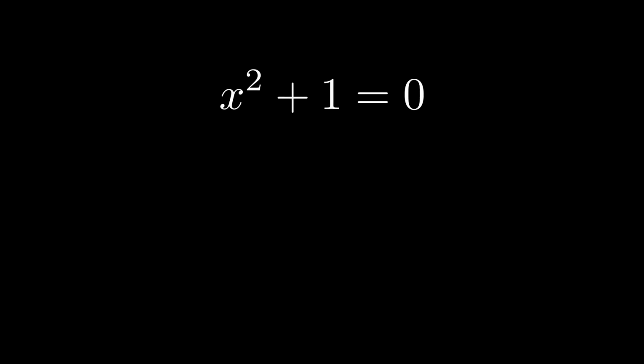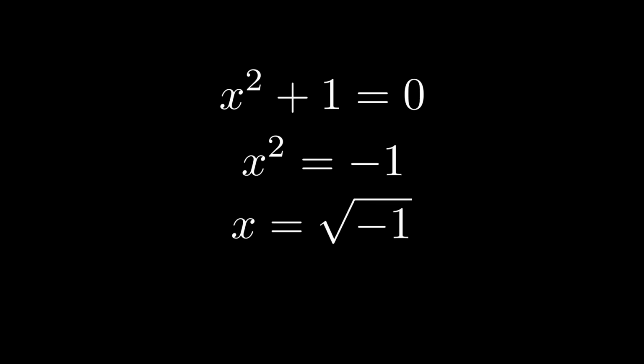We've all learned in high school that the equation x squared plus 1 equals 0 has no solution, since the evaluation of the equation gives us x squared equal to -1, and we cannot take the square root of negative numbers, so the equation has no solution, right?